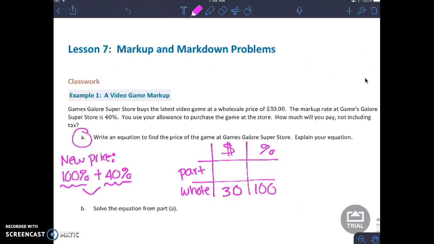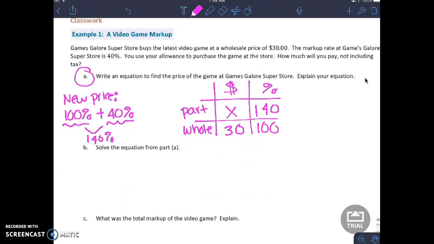So altogether, they're going to be selling it for 140% of what it originally cost. It cost $30. We want to find what 140% of $30 is. So 140% is going to go up here. This means that the new price is going to be bigger than 30. It's going to be 40% bigger than 30. So that leaves us with X there. As long as you have X diagonal from 100, you have it set up correctly, even if the numbers are in different spots. Part B is asking us to solve it.